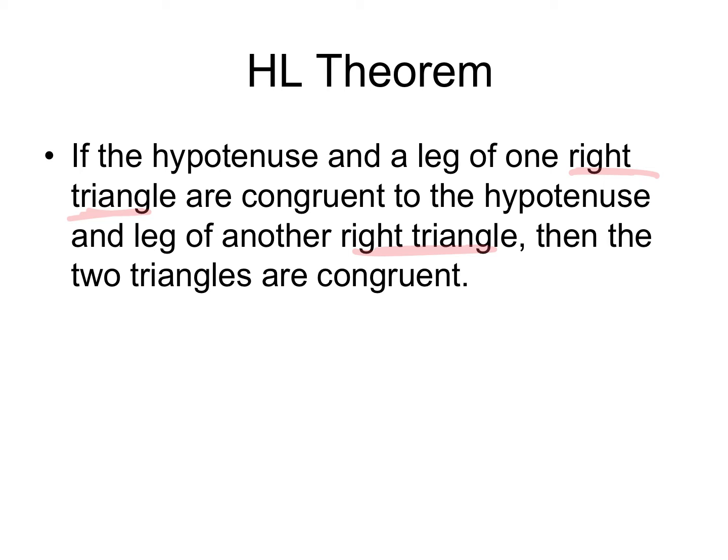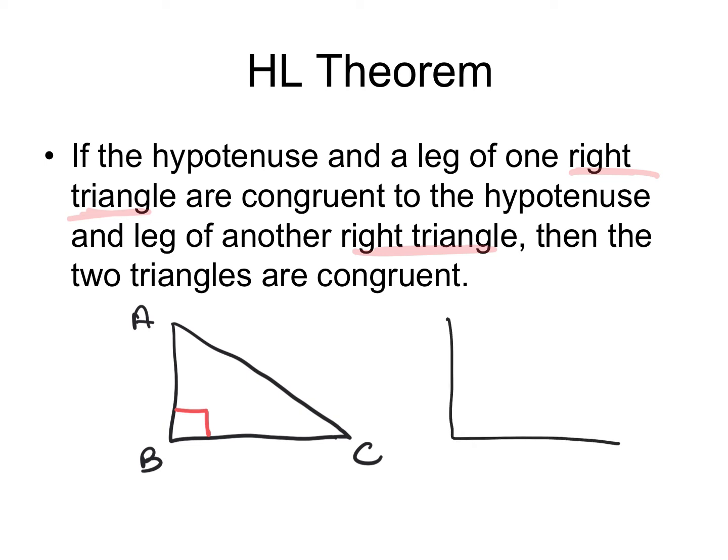I'm going to go ahead and draw 2 triangles here for you, and then add in everything we need to look for. So if I have my first triangle, I'm going to call this one A, B, C. Again, remember it needs the right angle. I'm going to draw another one right next to it. I'm going to call this one D, E, F. And again, it needs the right angle.